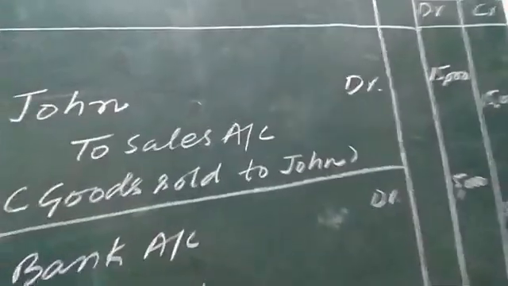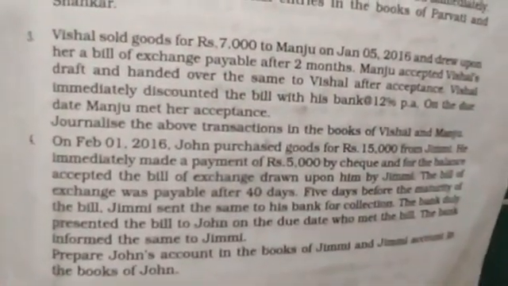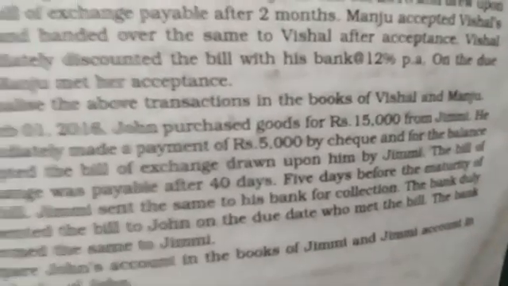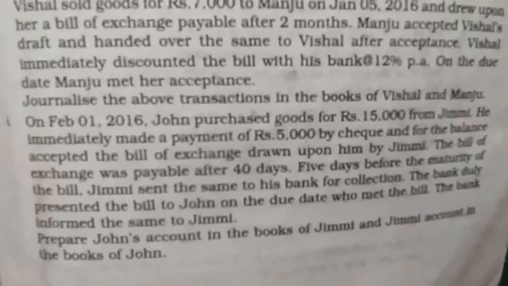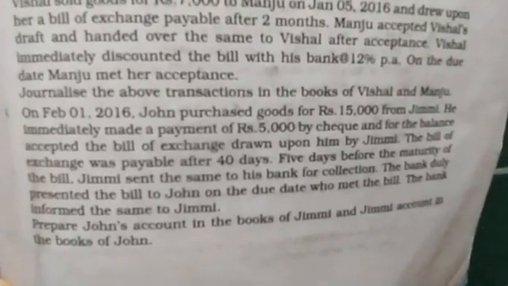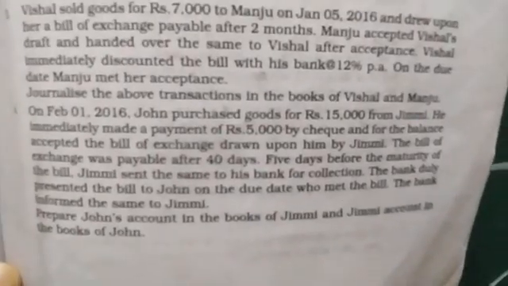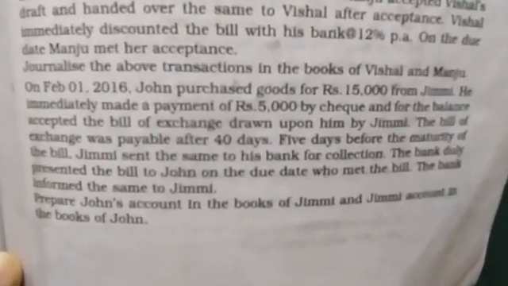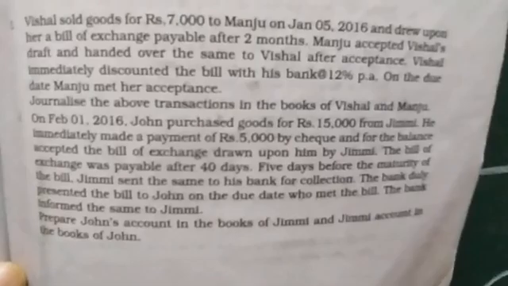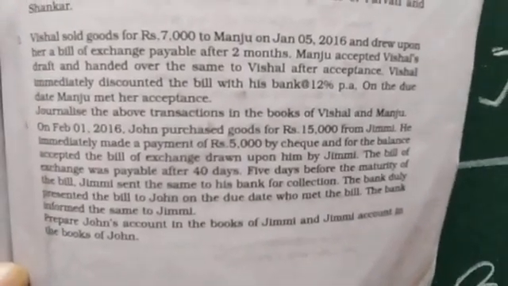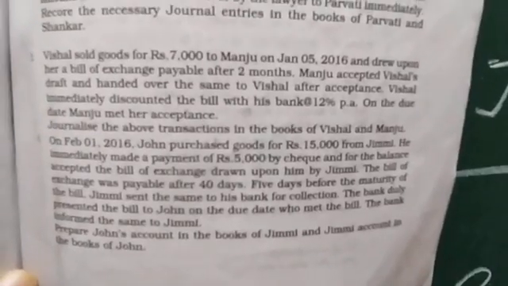Now further reading out the question. He immediately made a payment of rupees 5,000 by check. You can take a screenshot of the question if you do not have the book. He immediately made a payment of rupees 5,000 by check. Means Jimmy received the payment.